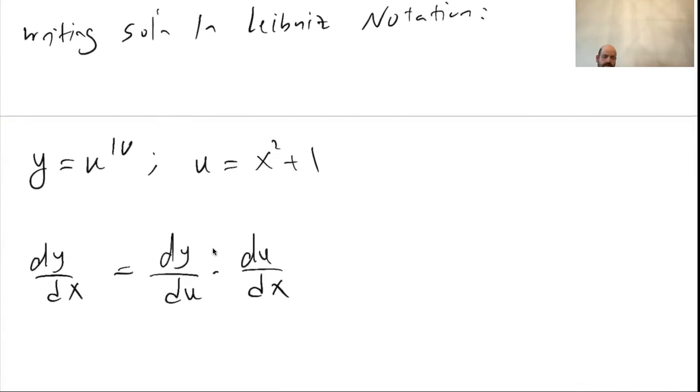Right? So dy/du, y is u to power 10. So that means the derivative of u to power 10 with respect to u. What is that going to be? 10 times u to power 9.